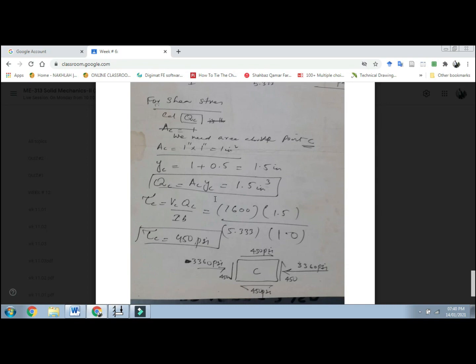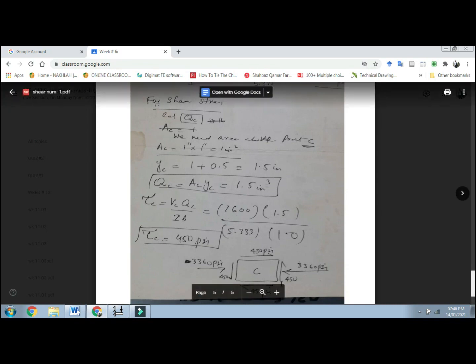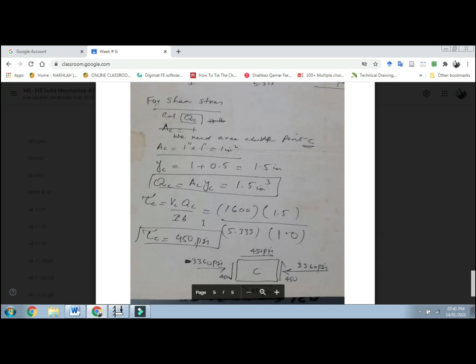Regardless, it can be minus or plus, it doesn't matter, because shear stress can either be clockwise or anti-clockwise. You can also make it as 450 psi because it doesn't matter. It can be clockwise, it can be counterclockwise. So both answers are correct. Don't get confused by that.